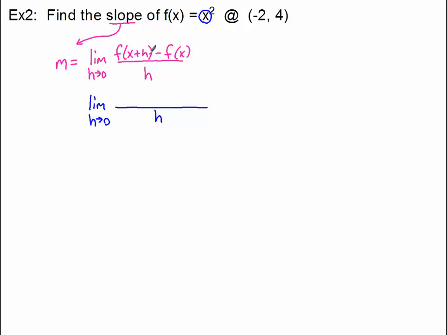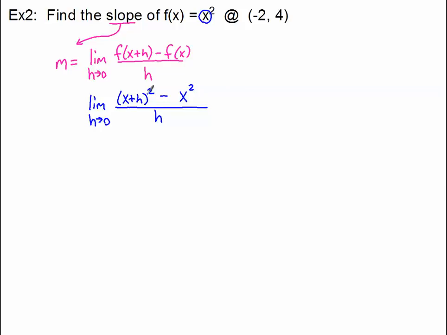f of x plus h becomes x plus h quantity squared, because that's what it says to do. Take the thing and square it, minus f of x. Well, f of x is just a little x squared, so there we go. I know this should be in parentheses, but since it's only one term, there's no distribution really. So that's our first plug-in step.